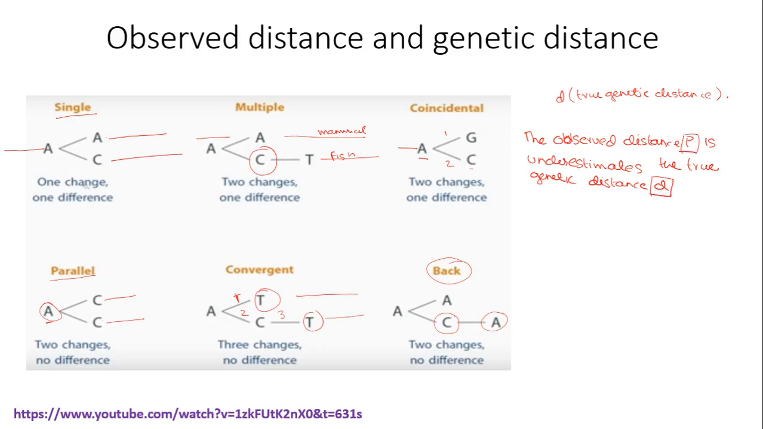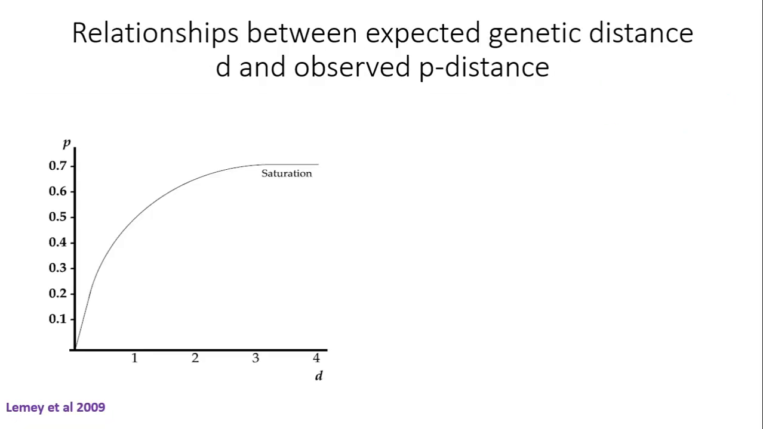Right? So here is the difference between the observed distance that you might have observed in multiple sequence alignment and the actual genetic distance and evolutionary distance that might have really happened, the changes that might have really happened in the long course of evolutionary history. So you can also get a relationship between such expected genetic distance and observed genetic distance.